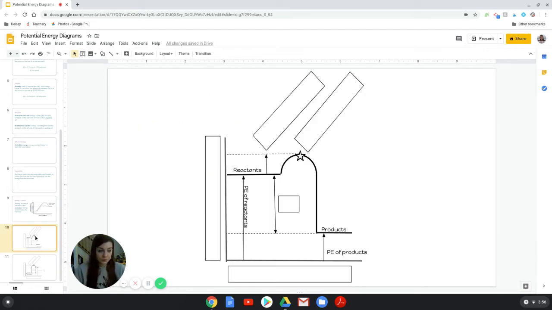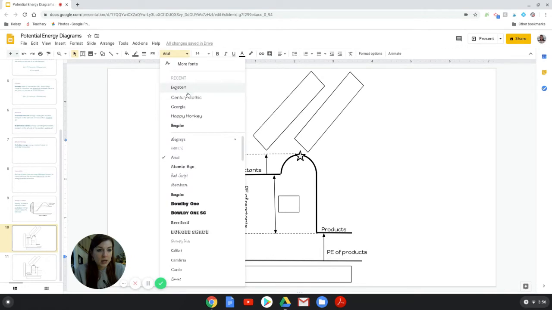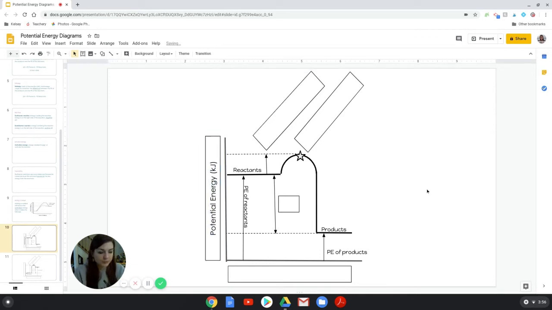So you have this diagram, and I'd like to go over the pieces with you. This would be a potential energy diagram. This part right here is showing us how much energy the reactants have stored in their bonds, meaning that this box is showing us potential energy, and that is going to be measured in kilojoules, lowercase k, capital J. That is how much energy we have stored here, okay?